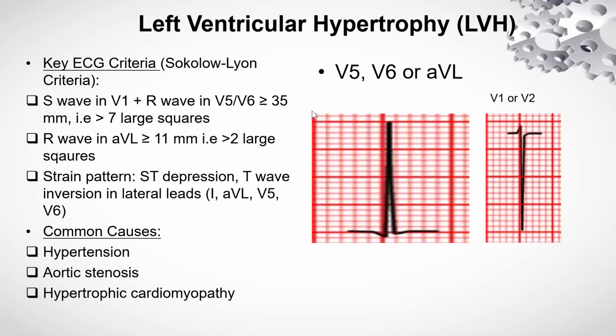Or you can look at the R wave itself, especially in the augmented left limb lead, and if it's more than 2 large squares, it is diagnostic of left ventricular hypertrophy. And like we said, common causes are hypertension, chronic hypertensive states, aortic stenosis, and hypertrophic cardiomyopathy. So we use this Sokolow criteria to make a diagnosis of LVH.